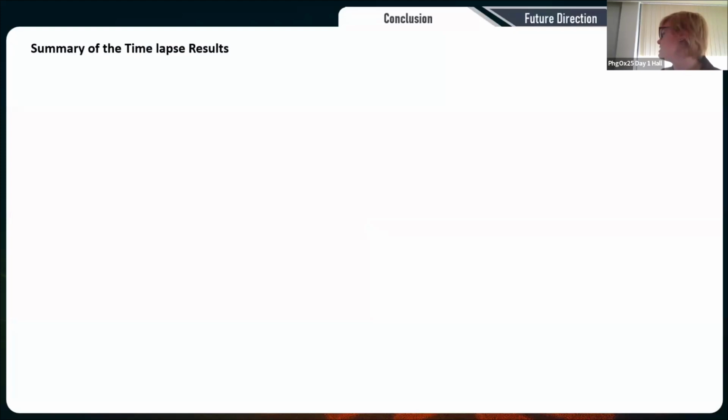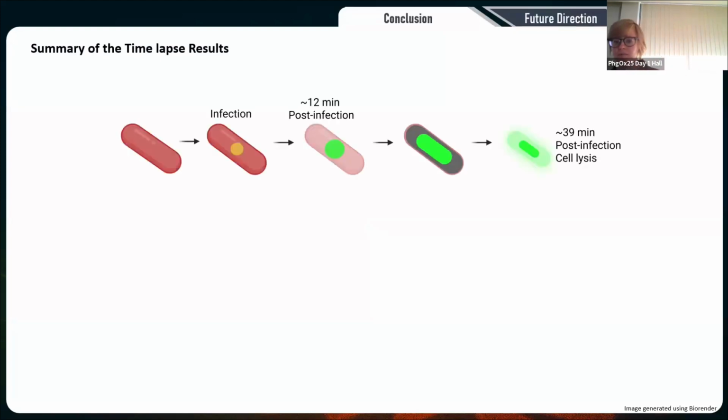So just quickly summarizing what we watched. Within the first about 39 minutes of the time lapse, we see a yellow signal pop up, which is an overlay of the red and the green. Then over time, the green signal appears more vibrant, and the red signal is slowly going down until there's just a green signal left. Sometimes there's also a green halo surrounding the cell.